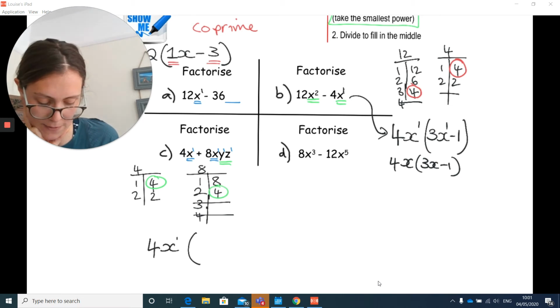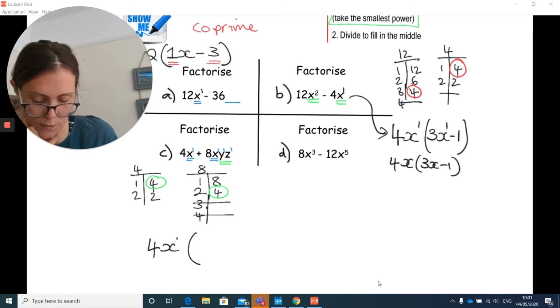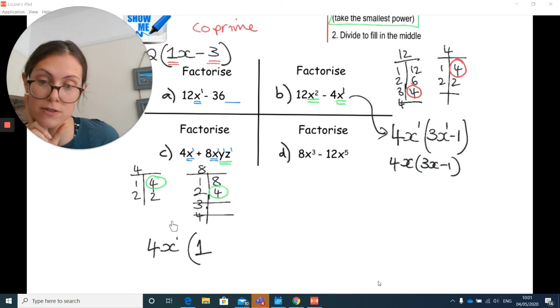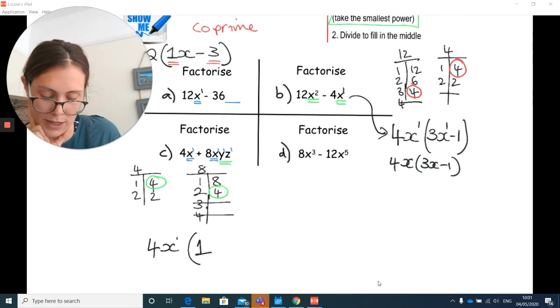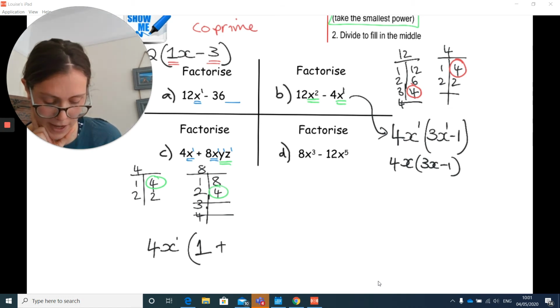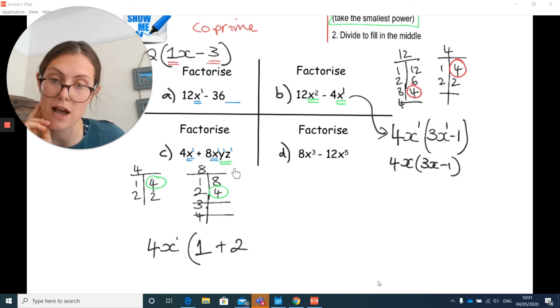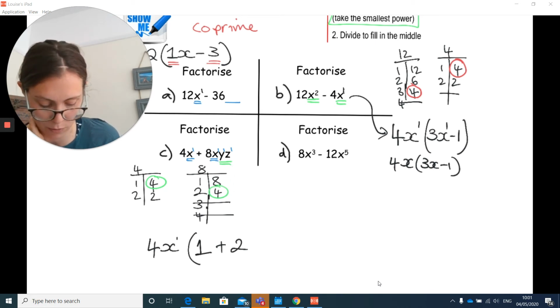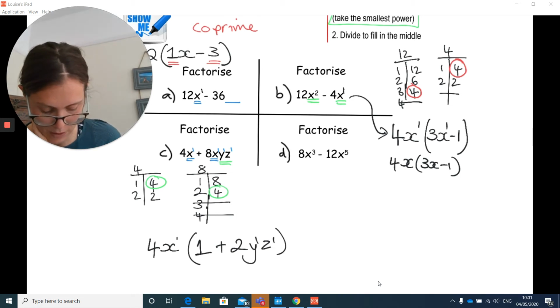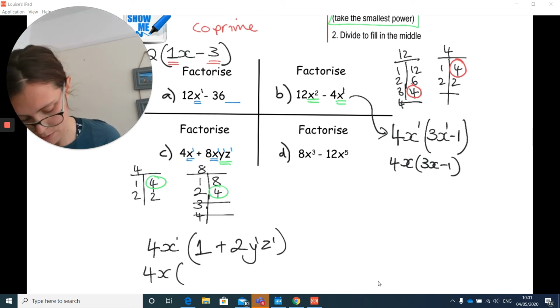So let's start with dividing. 4 divided by 4 is 1, and then x to the power of 1 divided by x to the power of 1, I don't need to write, plus 8 divided by 4 is 2, and you've got x to the power of 1 divided by x to the power of 1, you don't need to write, but these guys, y to the power of 1 and z to the power of 1, you do. So there's your final answer, 4x brackets 1 plus 2yz.